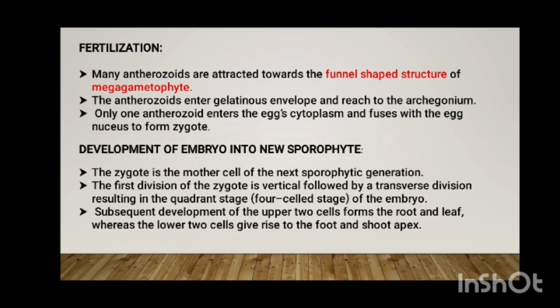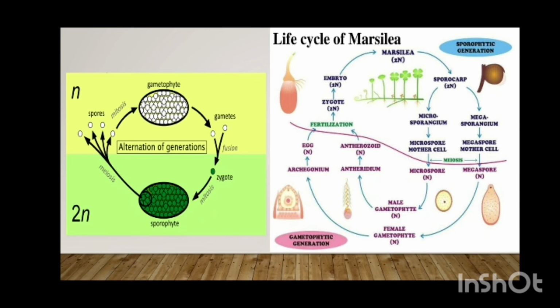The first division of the zygote is vertical, followed by a transverse division, resulting in the quadrant stage of the embryo. In subsequent development, the upper two cells form the root and leaf, whereas the lower cells give rise to the foot and shoot apex. This is the alternation of generation and life cycle of Marsilea.